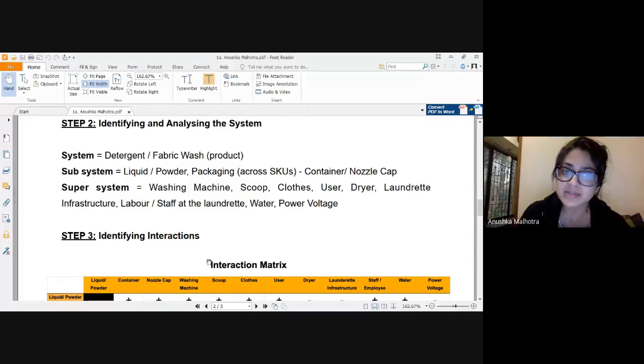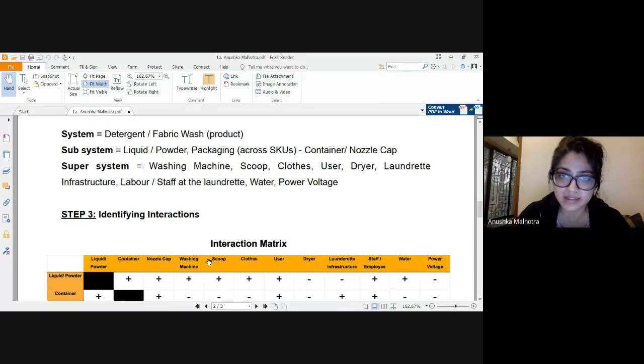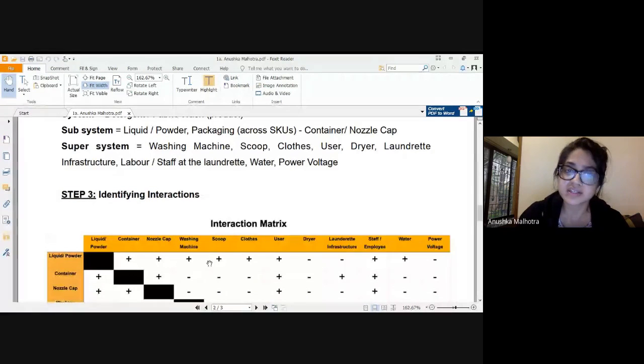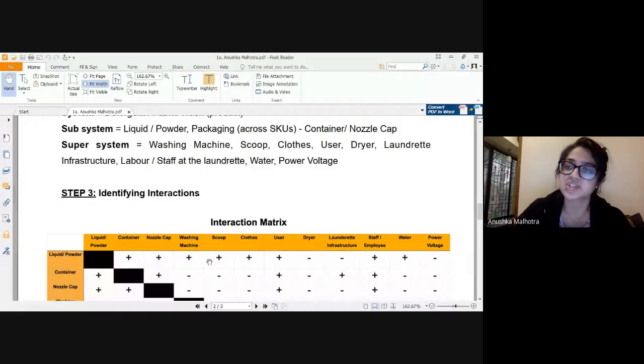Now there are 9 super systems that I've identified. One is the washing machine, the scoop with which you scoop out the powder or the liquid, the clothes itself, the user, the dryer, the laundrette infrastructure, just in case if you're visiting an on-demand service, or the laundrette infrastructure in case of B2B, the B2B industry, labor and the staff at the laundrette, the water and the power voltage.